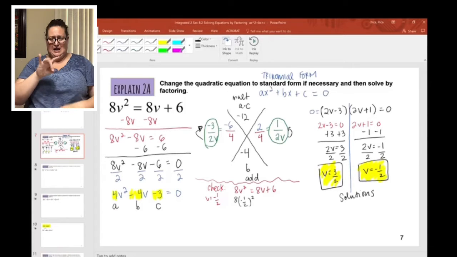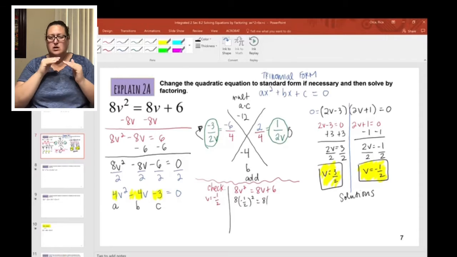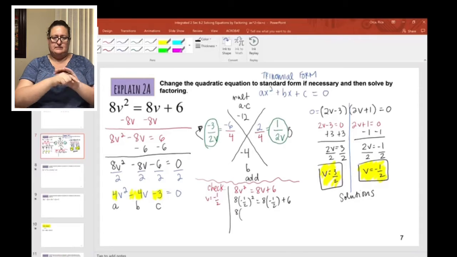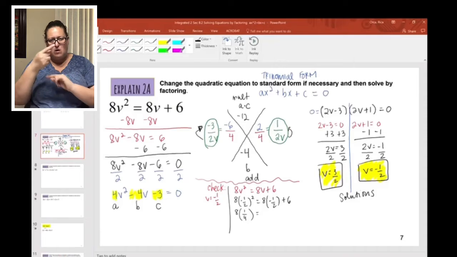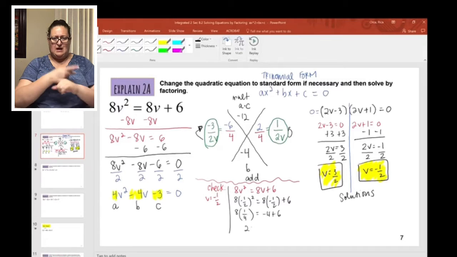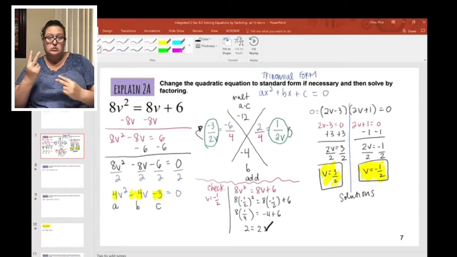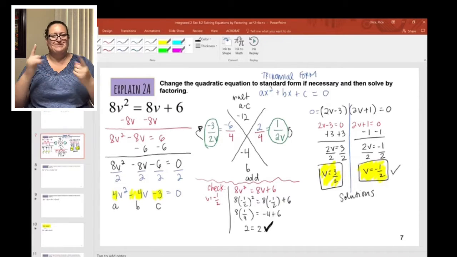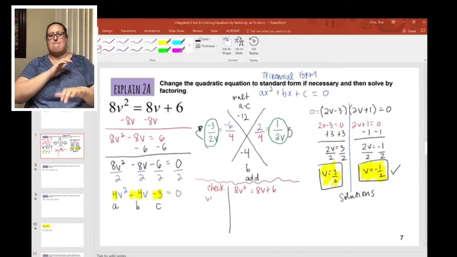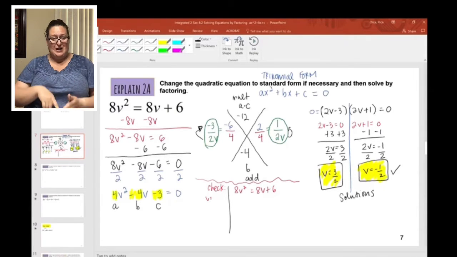8 times negative 1/2 squared is equal to 8 times negative 1/2 plus 6. Negative 1/2 squared is 1/4. And 8 times negative 1/2, that's going to give me negative 4 plus 6. 8 times 1/4 is 2, and negative 4 plus 6 is 2. So 2 equals 2, and that checks, which means that negative 1/2 is a solution. Now let's check 3/2. So I'm just going to fast forward the clip. With the power of editing this video, we are now going to check v equals 3/2.